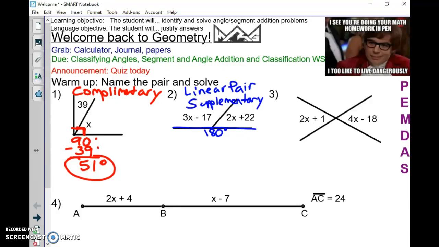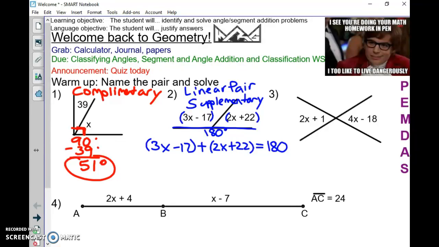Instead, if you remember the notes from Friday, I summarized it in this one statement: part plus part equals whole. Y'all remember that? So that's what we're going to do here. This part on the left plus this part on the right equals the whole thing, which is a straight line. So let's do that. I'm going to set it up over here: 3x minus 17 plus 2x plus 22 equals 180 degrees.